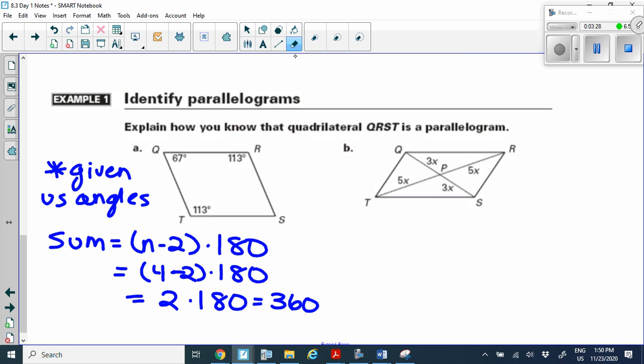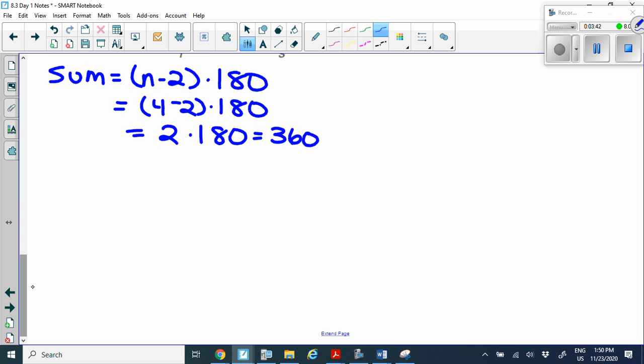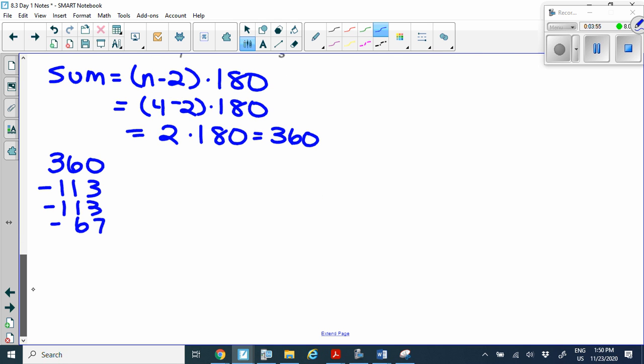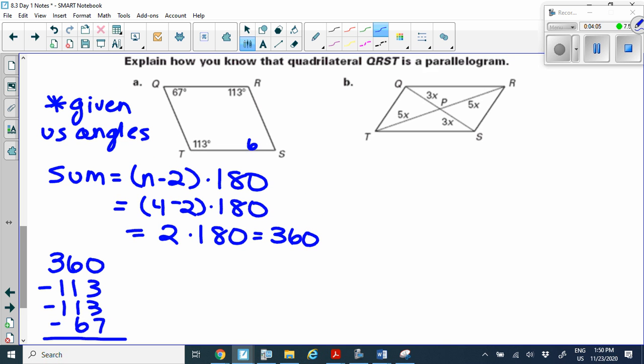So now, from there, we're going to figure out that angle S. To figure out angle S, we're going to add up all the other angles and then subtract it from 360. So we have 360 minus 113 minus 113 minus 67. And you can use your calculator for this. So go ahead and plug that in. When you do, notice we get 67. Let's put that where angle S is, because that's going to be very important.